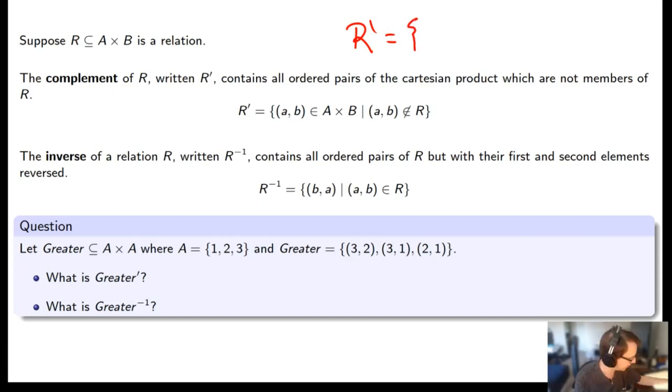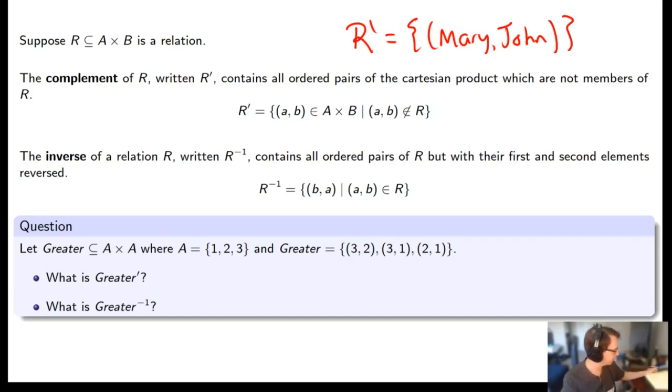So in that case, we said that Mary does not like John. So then that would consist of Mary, John, if we were to think about the complement. So the complement of a relation is just like the complement of a set. And you'll see that the definition is quite similar. So I won't spend too much time talking about that. That's pretty much as far as we'll go.